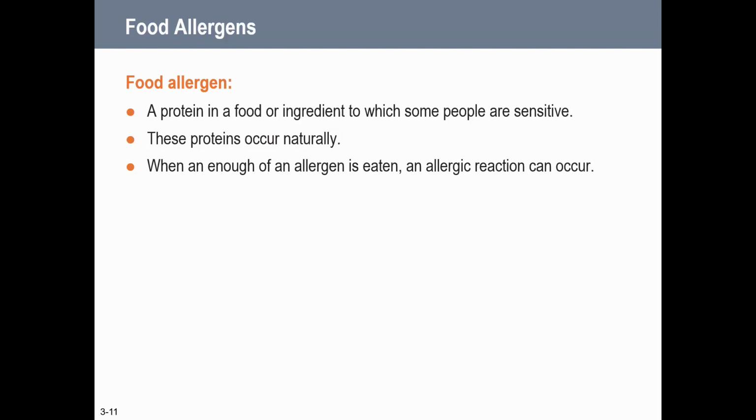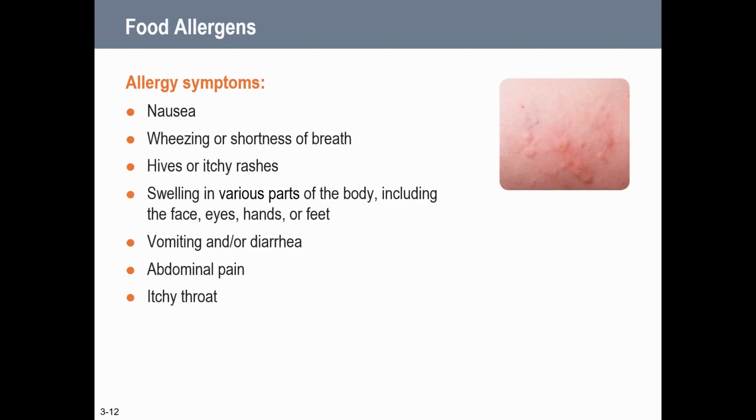And now, lastly, in this chapter, let's talk about food allergens. A food allergen is a protein in a food or ingredient which some people are sensitive to. And when enough of that allergen is eaten, an allergic reaction occurs. What enough is varies from person to person. Some allergies are severe enough that the person doesn't even have to eat it; if they're just exposed to it or it's airborne, they can have that allergic reaction as well.